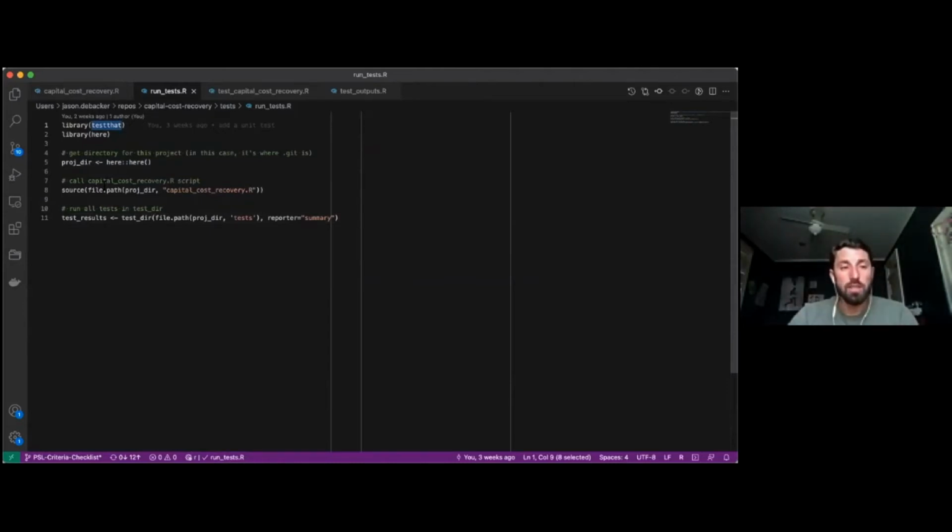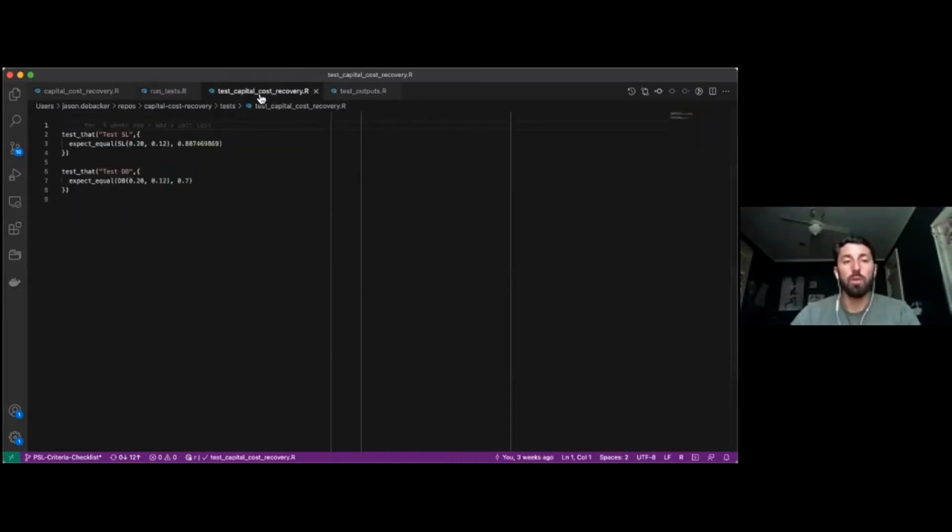So you can see, in addition to this capital cost recovery.R script, I've got 3 other scripts. Let me go to the smallest chunk that we can find. I've got a script called test capital cost recovery.R, and this script is going to have unit tests of the different functions within that capital cost recovery.R. In fact, I've only got 2 functions tested here: one is the SL function, and the other is the DB function.